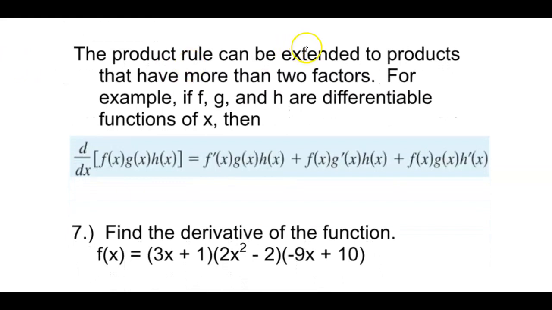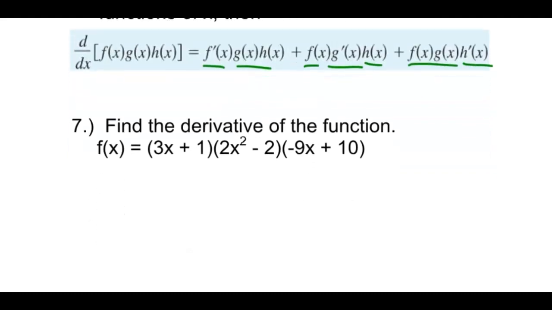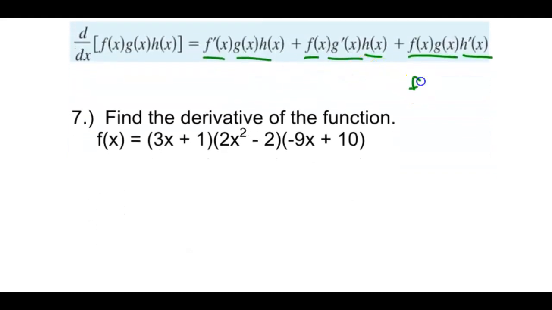Right here, the product rule can be extended to products that have more than 2 factors. For example, if f, g, and h are differentiable functions of x, then it's the same rule. You do the derivative of the first times the product of the second and third function, plus the derivative of the second times the first and third function, and then the derivative of the third function times the first 2 functions. Just like that. So again, I will start off by finding the derivative of all 3 functions first.